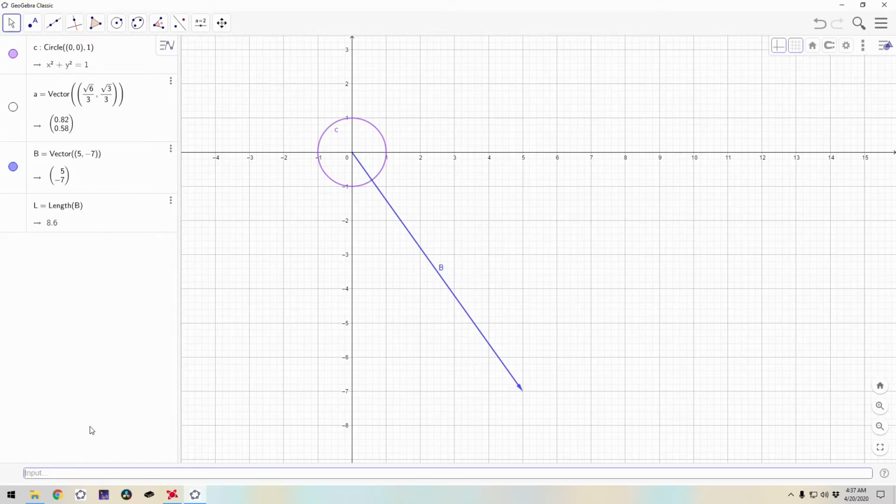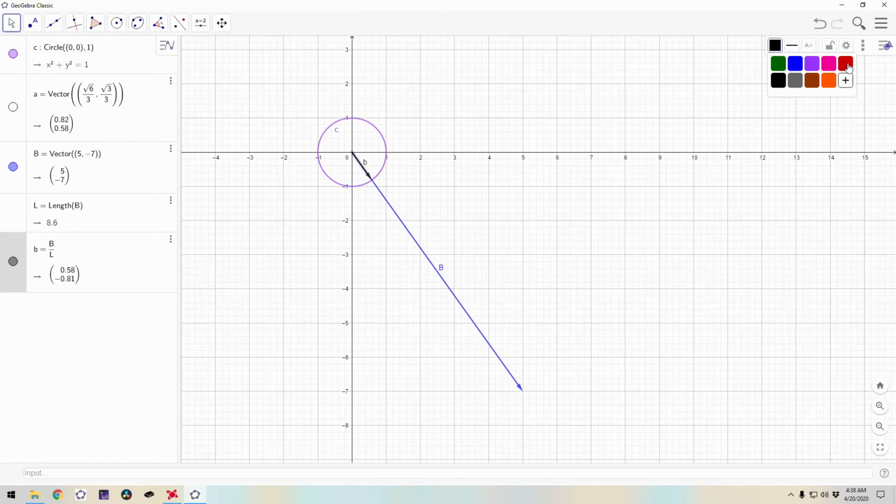Remember, we calculated square root of 74, which is actually the 8.6 that you see here. Okay? If I create little b to be the vector big B divided by its own length L, notice I do actually get, let me go ahead and change the color so you can see a little bit better.